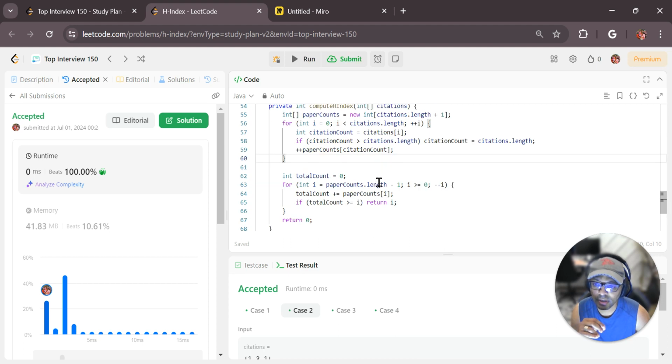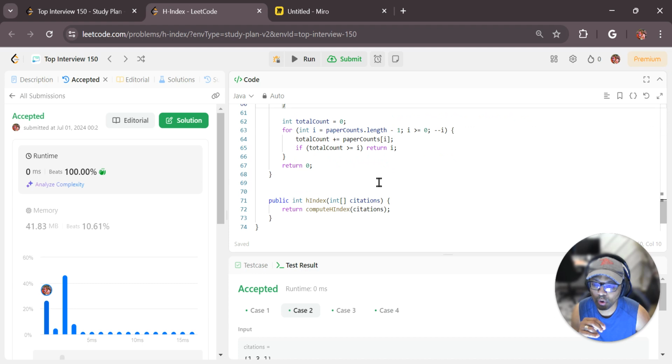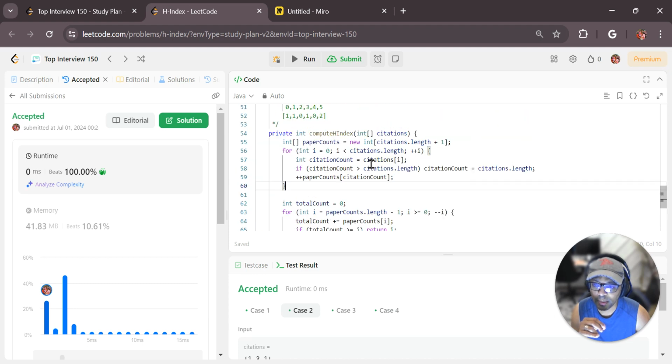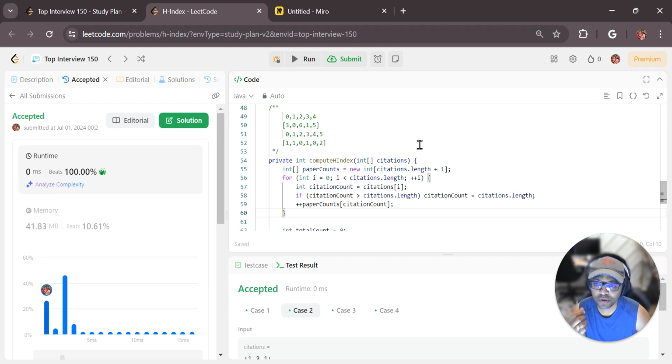Again, just to very quickly summarize, this is O(n) time complexity and O(n) memory complexity. Very straightforward, but just for completeness. Cool. Hopefully that was very helpful. This was a very interesting problem. I had fun doing it.